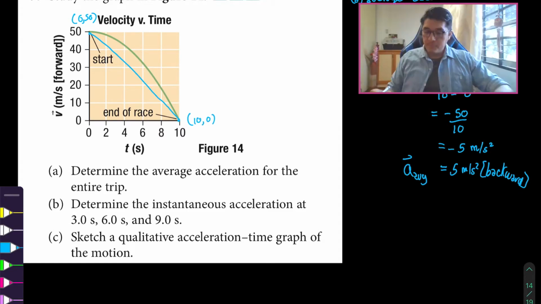So that was a good approximation, but like we mentioned before, the acceleration is actually changing at each moment in time. So I suspect that they will get to this in part B. Part B says to determine the instantaneous acceleration at 3 seconds, 6 seconds, and 9 seconds. If you recall from question 8, if you watched the previous video, at a moment in time you can just calculate the slope of the tangent. So to find the instantaneous acceleration, we find the slope of the tangent line at those specific times.